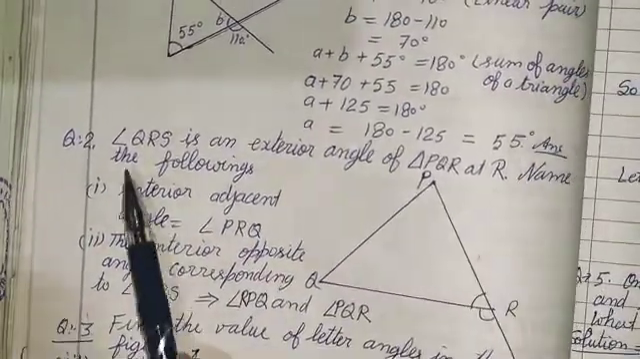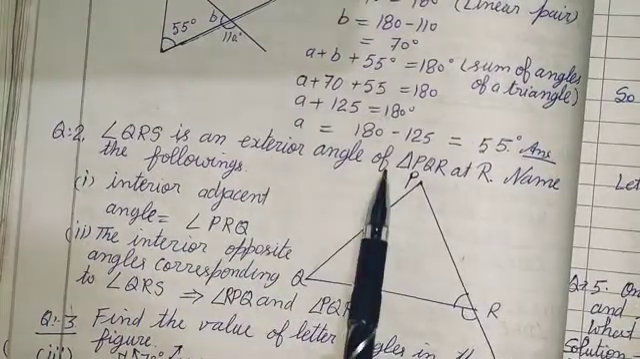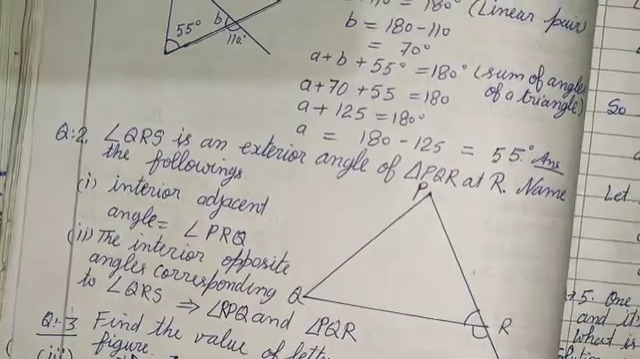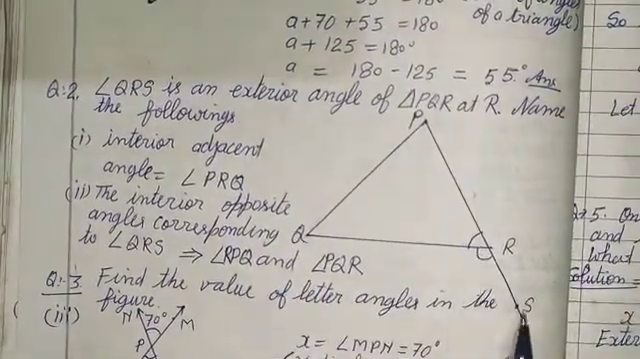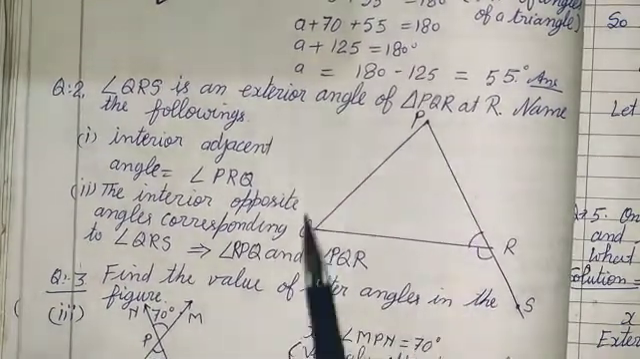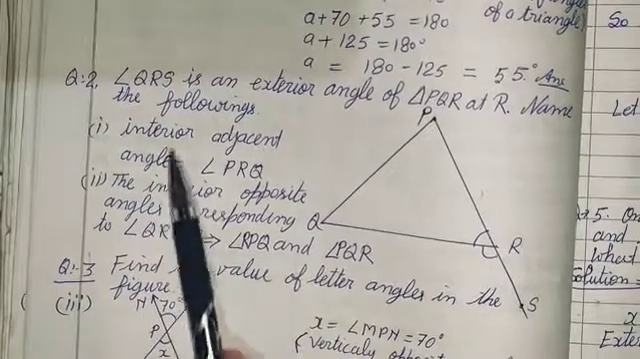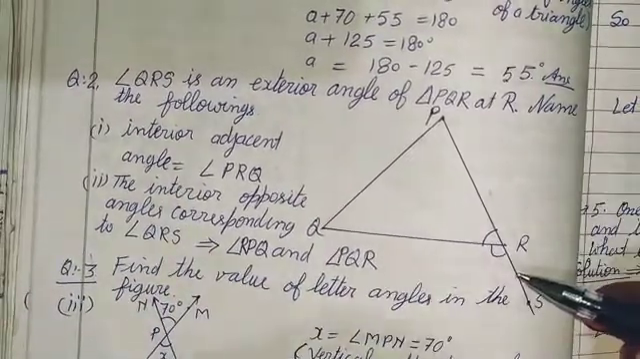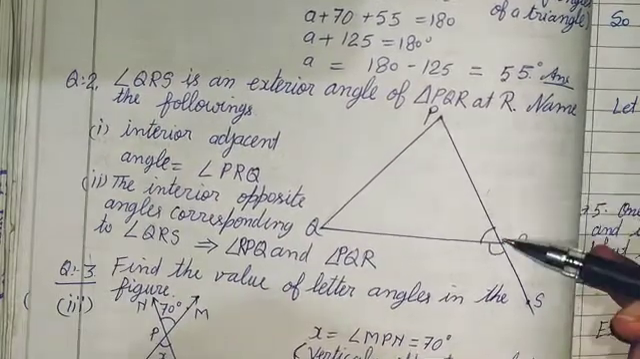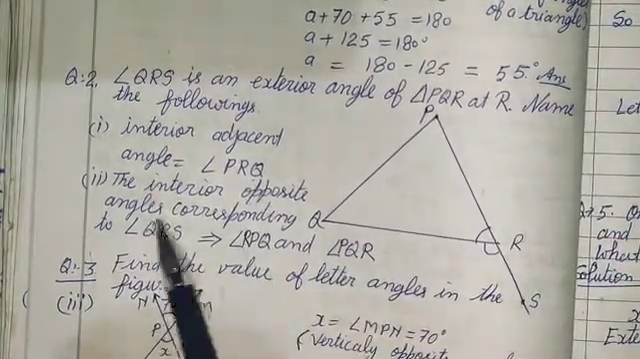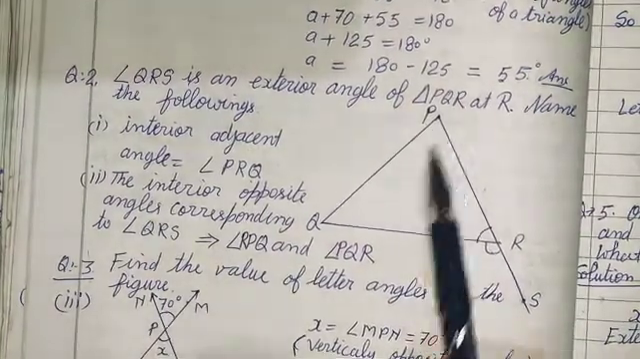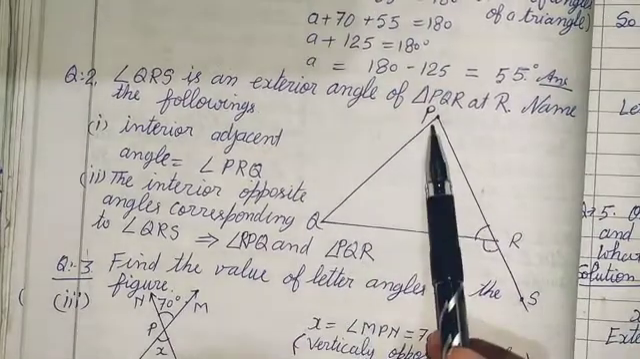Now the next is: angle QRS is an exterior angle of triangle PQR at R. This angle is the exterior angle of the triangle PQR. Now the interior adjacent angle of this angle is this one, and the name of this angle is PRQ. The interior opposite angles corresponding to QRS are angle P and angle Q, or you can write RPQ or PQR.